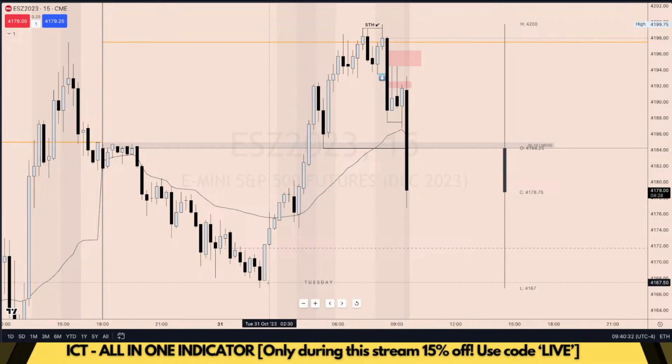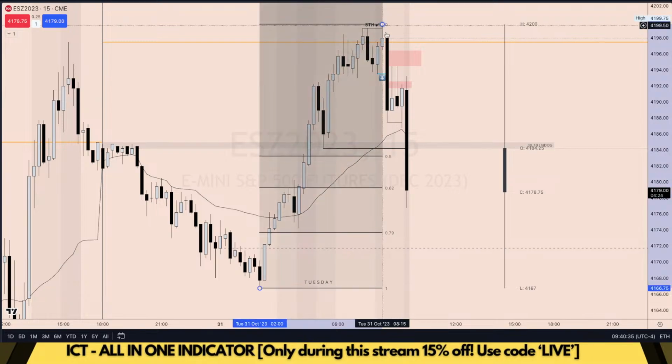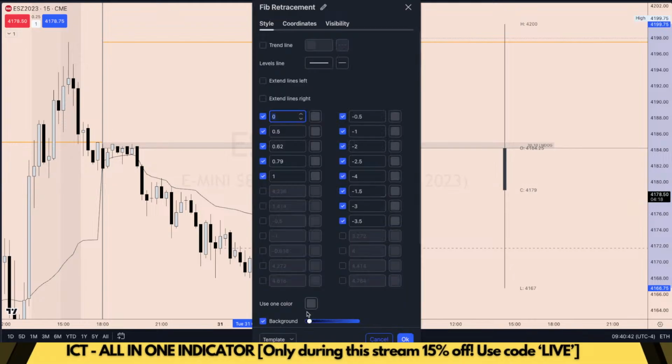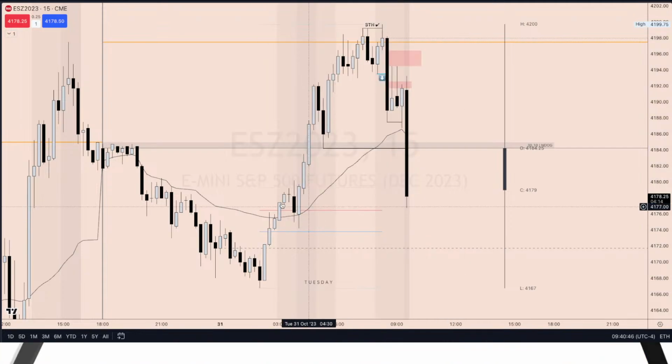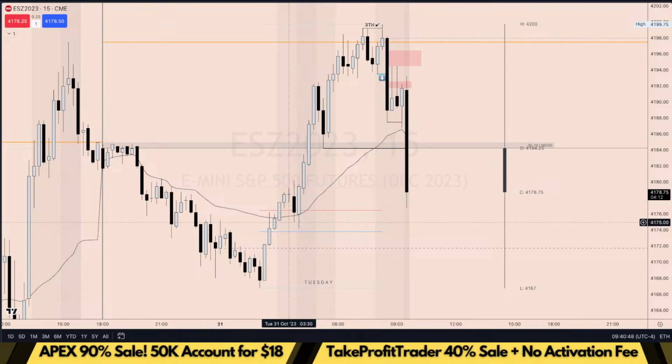If we look at the entire range today, I don't think that we will get a rejection back up. Right now we're around the golden pocket zone. ICT fib retracement. We have the optimum trade entry lining up just below the low right here, below the 4 a.m. London open low. You see, we already retraced pretty deeply.